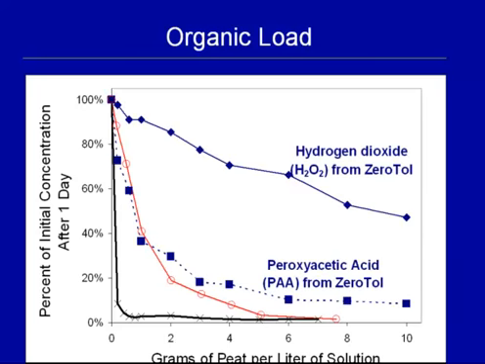Here's an activated peroxygen product, Xerotol. Xerotol has two active ingredients, hydrogen dioxide and peroxyacetic acid. Both of those levels will go down with increasing organic load. So filtration and removal of organics is essential to the efficacy of every one of these sanitizers that we work with.